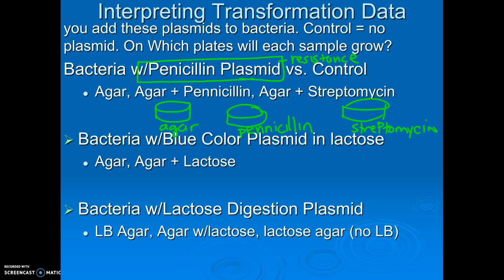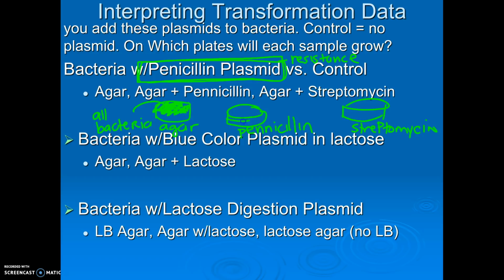Well, in just plain agar, since there's nothing to screen them, all bacteria will grow. In other words, the ones that picked up our special plasmid for penicillin would grow, but so would the ones that didn't. So you would have no screening at all. You'd have what we call a carpet of bacteria. It would just be completely covered in them.